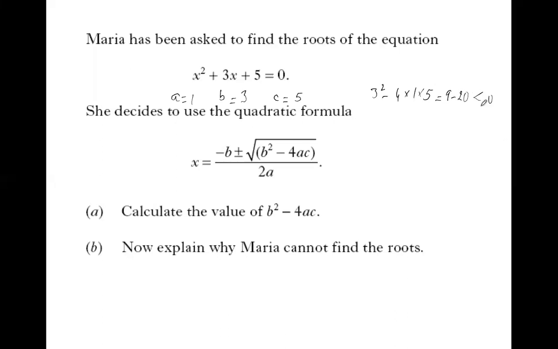Straight away, I can see this is negative. Now, explain why Maria cannot find the roots. She won't be able to find the roots because the discriminant is negative. There are no roots. So here you would just say b squared minus 4ac is negative, that implies no roots. That's enough. You'd probably get 2 marks for that kind of exercise.